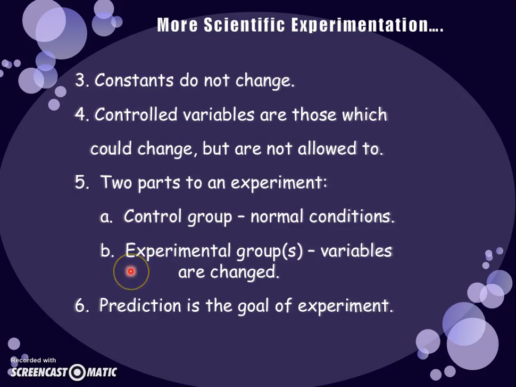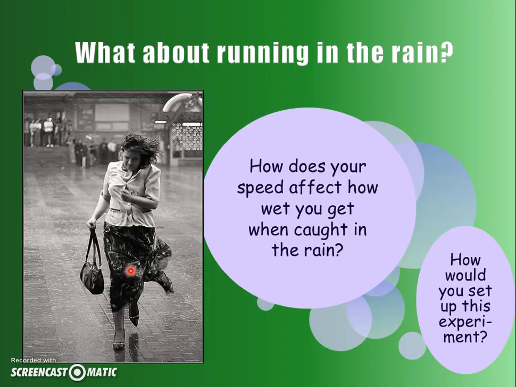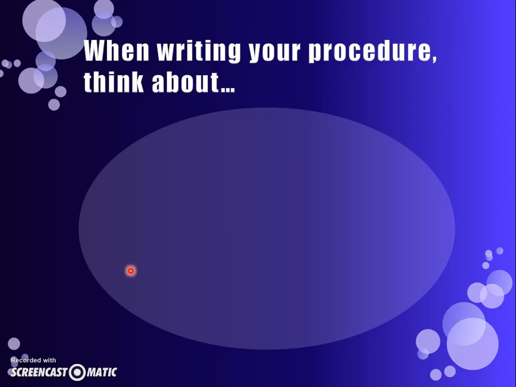But your experimental group, it will be two of them in this case, two groups. It will be one who's jogging and one who's walking. That way you can make a good prediction of what will happen. So how does your speed affect how wet you get when you're caught in the rain? How would you set up this experiment?